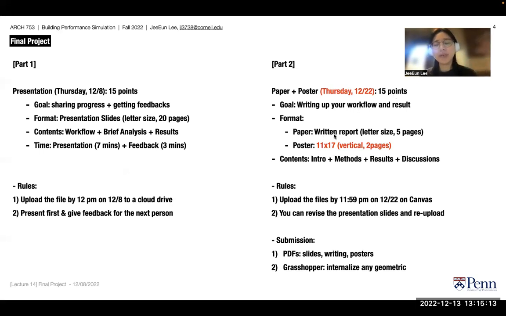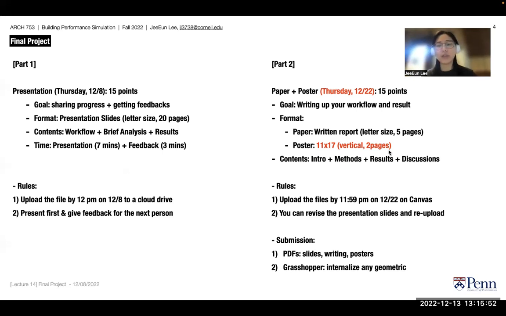The paper will be a written work, letter size, vertical, 5 pages. And on Canvas, I have shared the template that you can use. For the poster, I changed it to 11 by 17 vertical, and it's 2 pages. I guess it's common to have letter size, vertical format for your portfolio. Then we tend to put less information when the format is too small.